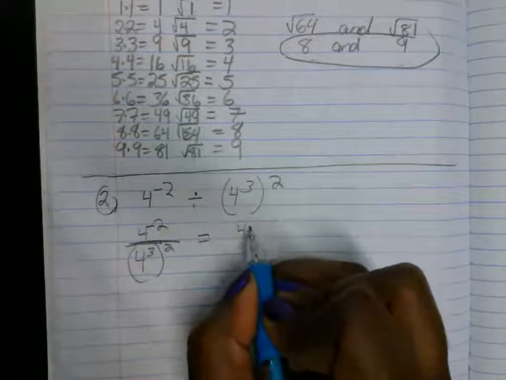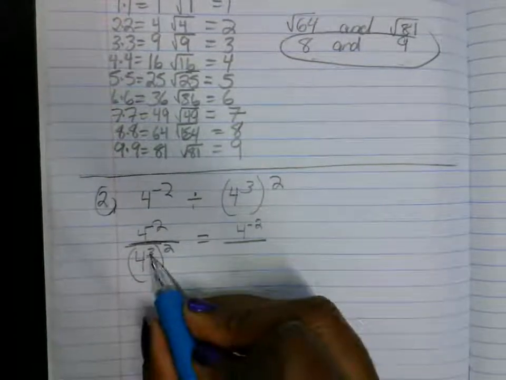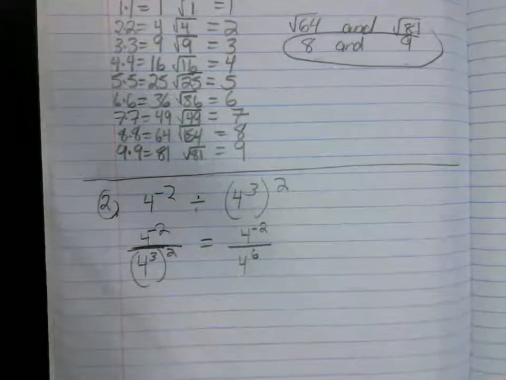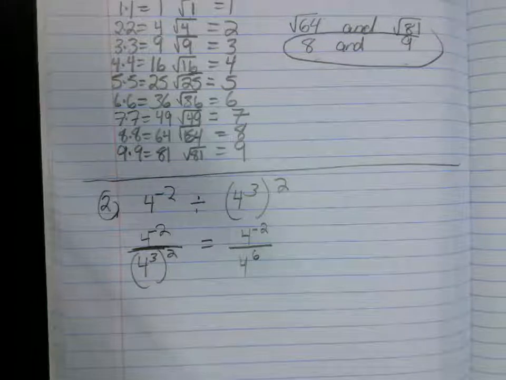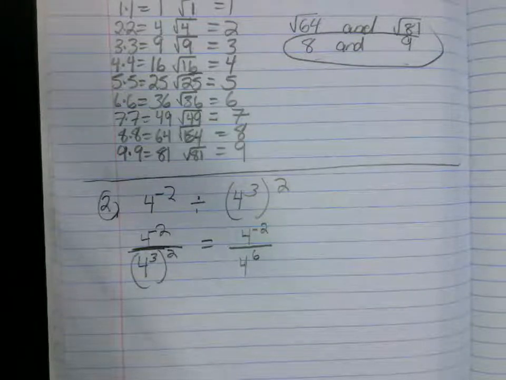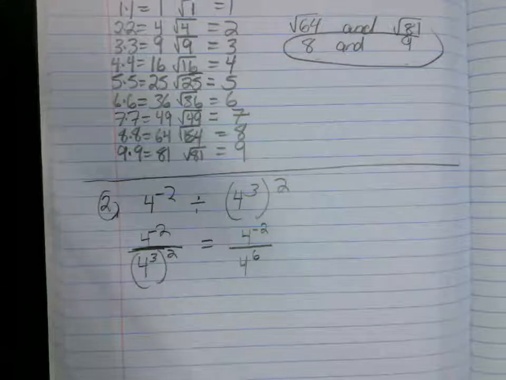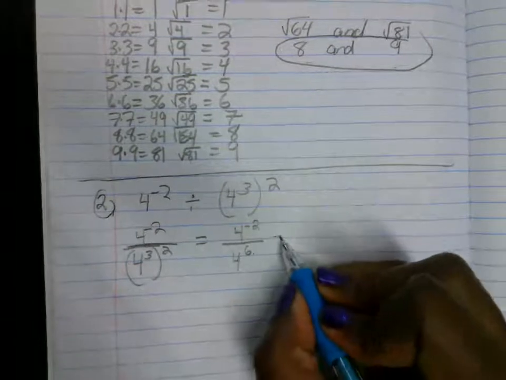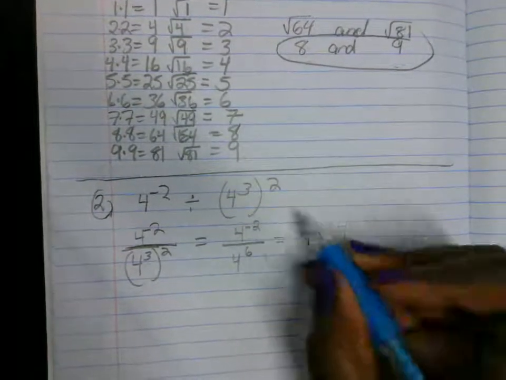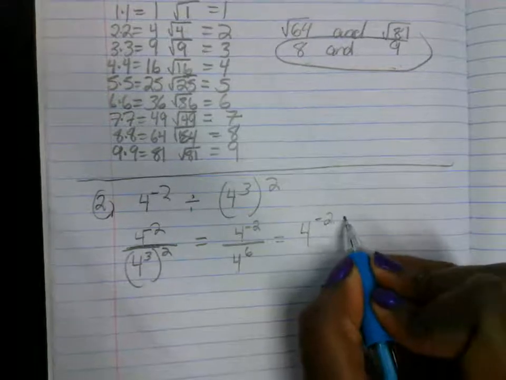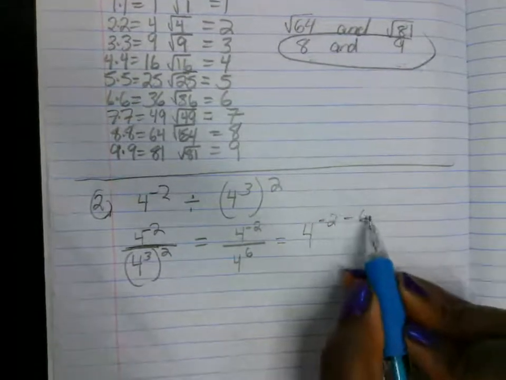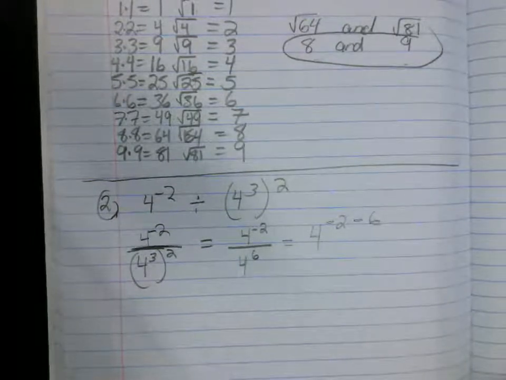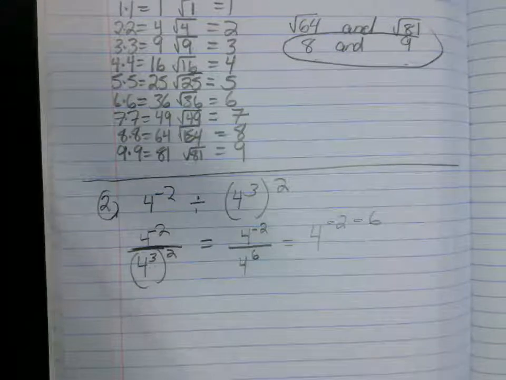So the top, leave it alone for now. And on the bottom, multiply these exponents. So you get 4 to the what power? 6 power. Okay? So now this is what you're also used to seeing. When you divide exponents that have the same base, you're going to subtract the exponents. So here, you got 4, negative 2 is on top. So you're going to say negative 2 minus 6. Type this in your calculator to see what you get.